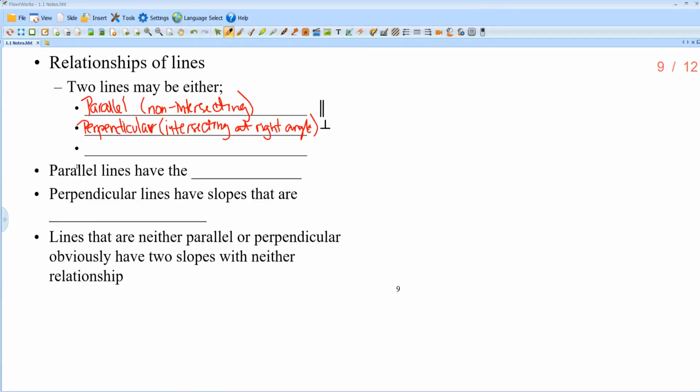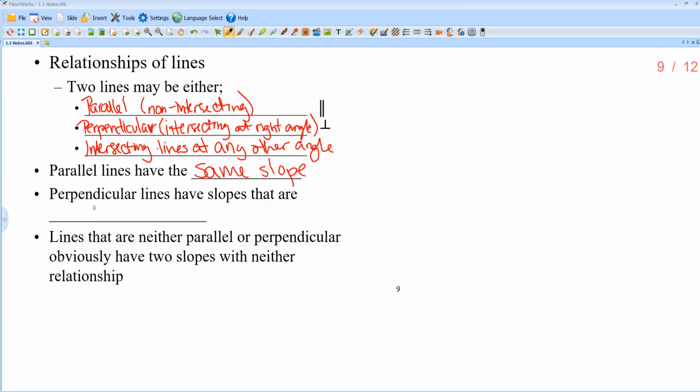And then your last is just that you have some intersecting lines at any other angle. And we don't really talk too much about those because they just don't have as many interesting properties that go with them. When we talk about the slopes of these lines, parallel lines have the same slope. So if I have two lines that are parallel, I know their slopes are going to be the same.